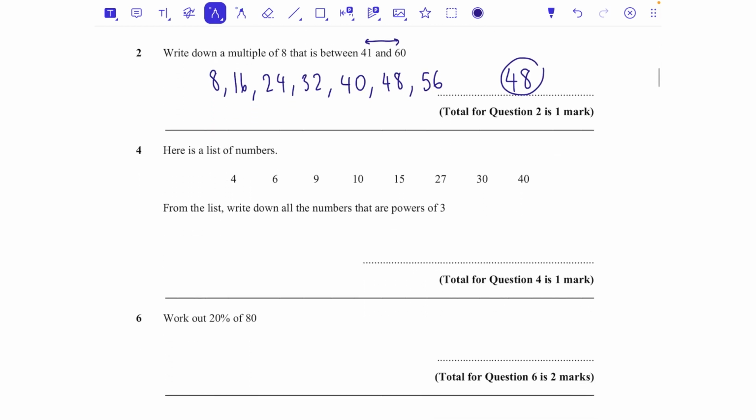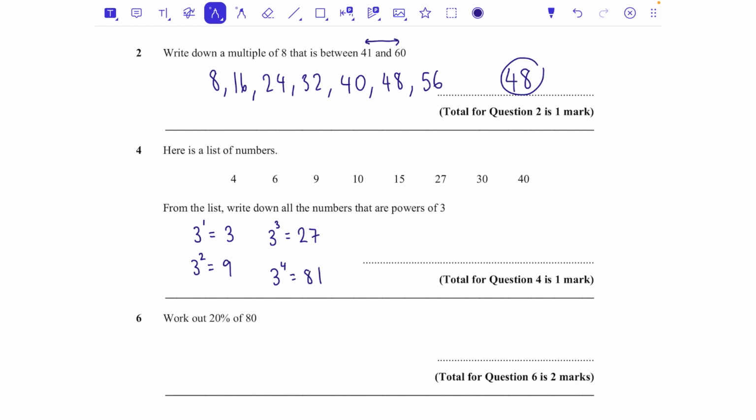Question number 4. Here is a list of numbers. From the list, write down all the numbers that are powers of 3. So this means 3 to the power of something. So 3 to the power of 1 is 3. 3 squared is 9. 3 cubed means 3 times 3 times 3, that's 27. 3 to the power of 4, that means 3 times 3 times 3 times 3, that's actually 81.